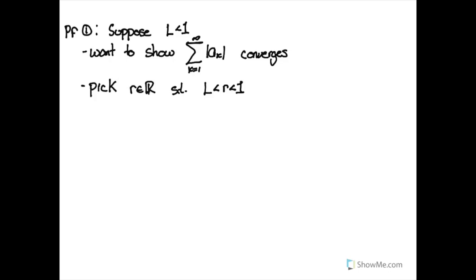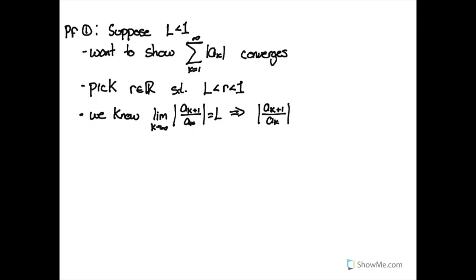Right. Now, since R is between L and 1, and we know that the limit as k goes to infinity of the sequence |a_{k+1} / a_k| is equal to L, this implies that eventually the terms of the sequence are going to be sufficiently close to L, which means that eventually they'll be less than R. So eventually |a_{k+1} / a_k| will be less than R for all k greater than some n.